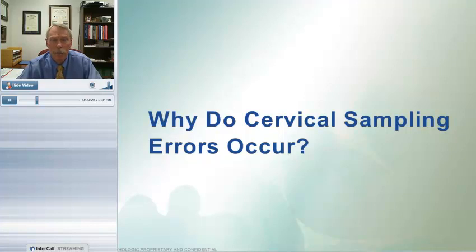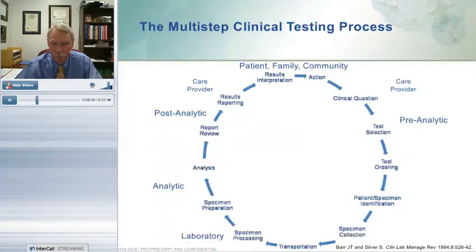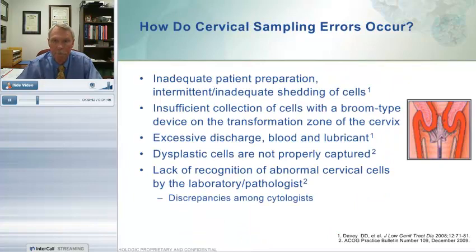Why do cervical sampling errors occur? This slide shows the multi-step clinical testing process. We are not going to review all the steps. We are only going to focus on the specimen collection portion of this continuum. What factors do contribute to sampling error?